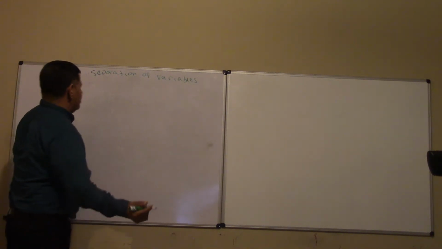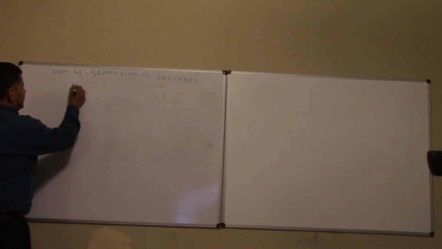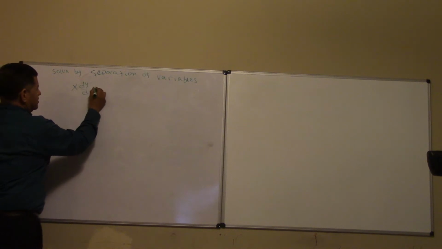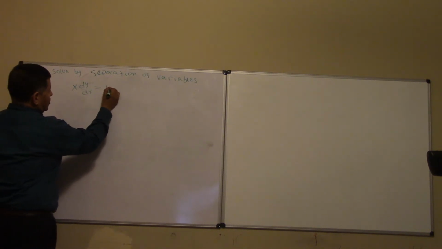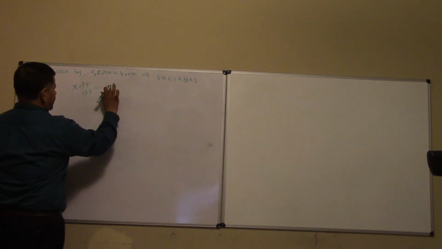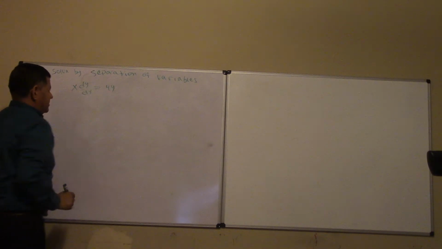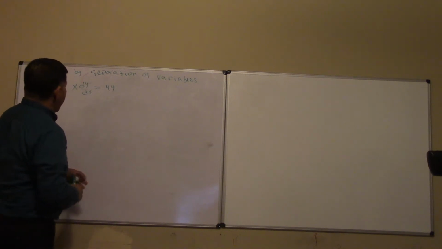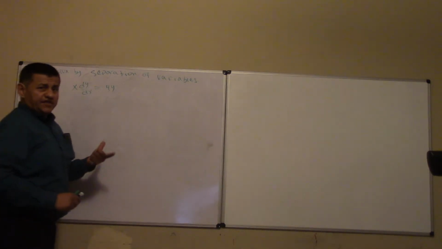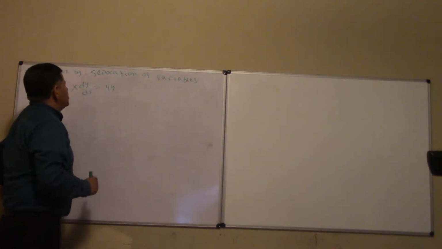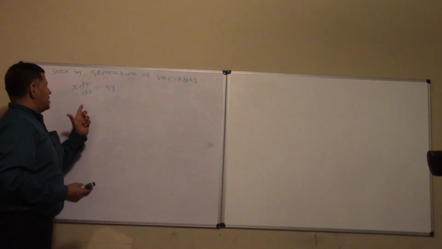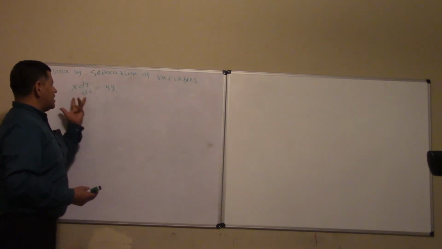Now the problem will be like this. The problem will be x, and then it will have dy dx equal to 4y, right? So our goal here is to separate the variables, right? So we can have only x and y on each side of the equation.